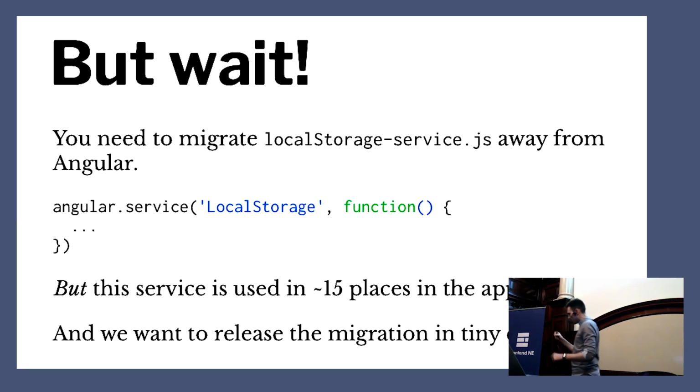But this listings button isn't the only place where local storage is injected throughout my app. There's 15 other places where we depend on this local storage thing being injected. And one of our key goals is that we don't want to do big bang rewrites. We want to do very small, tiny migration steps. So if we migrate local storage service off of Angular, that's fine, but I then need to go to each of the 15 places where it's used and update their usage to not rely on it being injected. And that's going to slow me down. It's going to make a bigger, riskier release where we've changed lots more. So we don't want to do that.